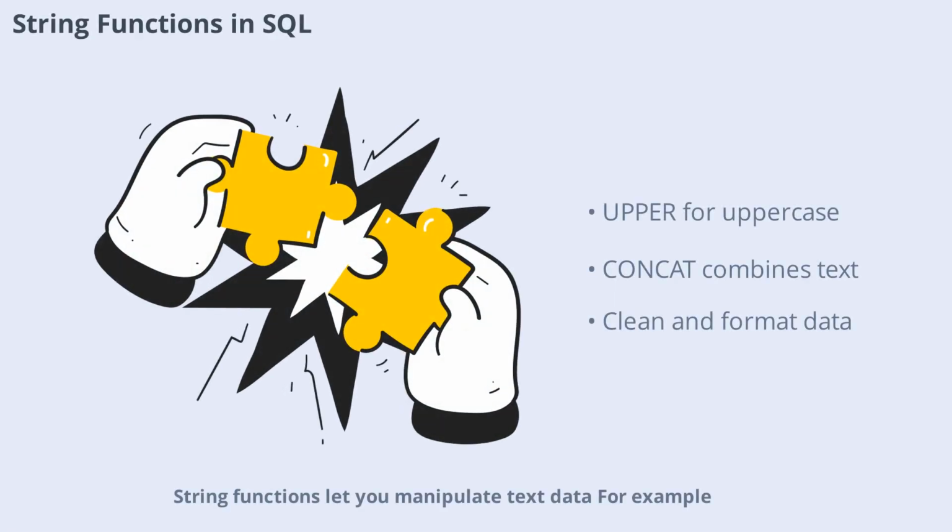String functions let you manipulate text data. For example, you can use UPPER(name) to convert names to uppercase or CONCAT(first_name, last_name) to combine columns. These tools are essential for cleaning and formatting your results, making your data easier to use and understand.